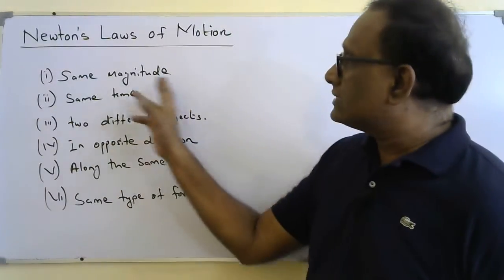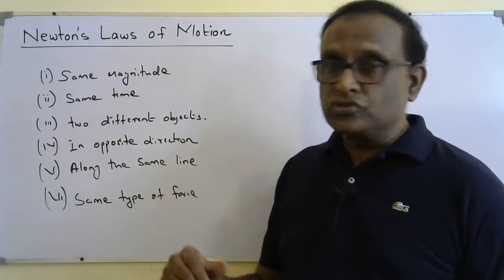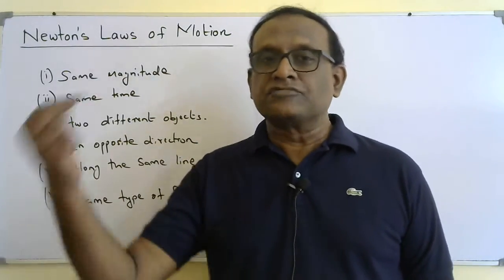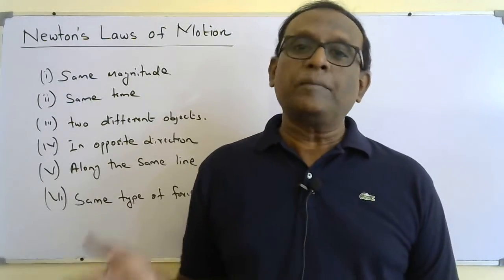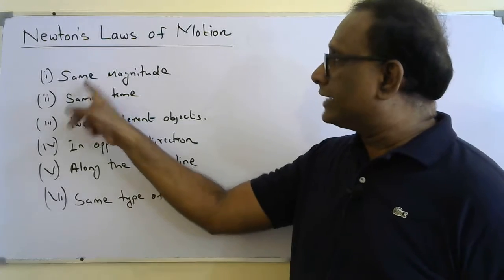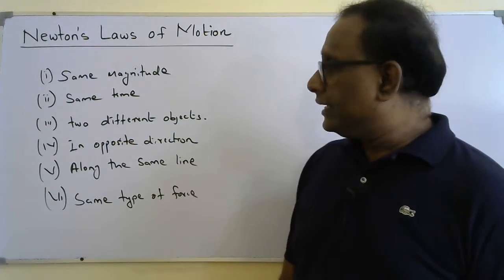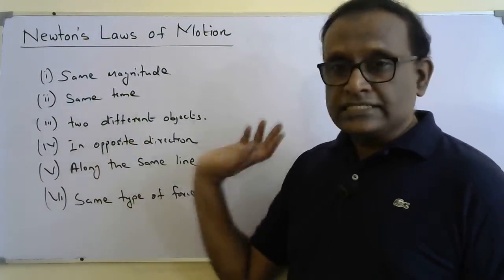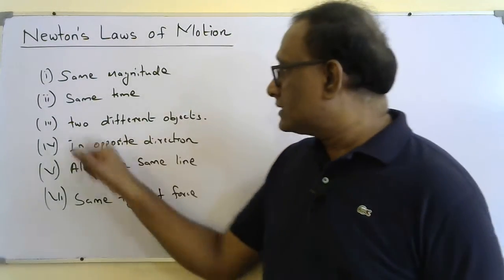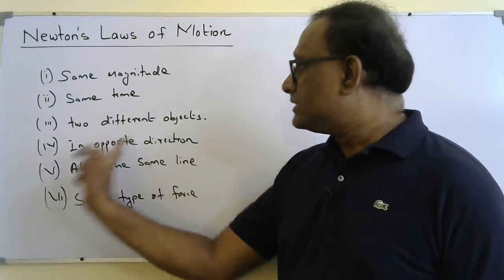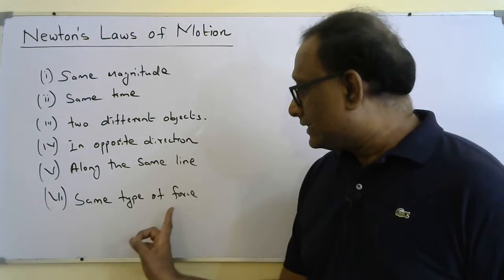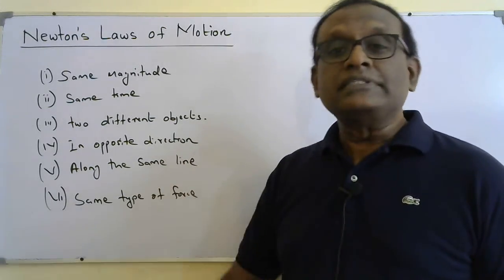So the pair of forces will have the same magnitude. Object A exerts a force on B and object B exerts a force on A. These two forces are called Newton's third law pair of forces. They act for the same time period, on two different objects; they won't act on the same object. They always act in opposite directions to each other, along the same line, and they will be the same type of force.